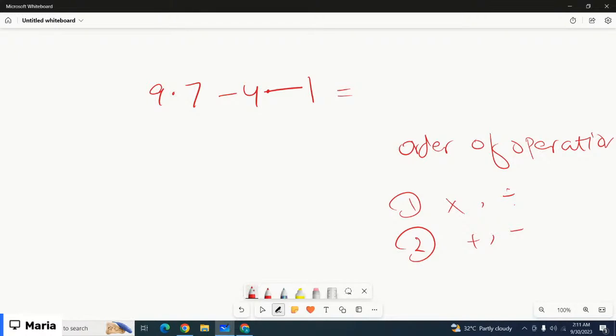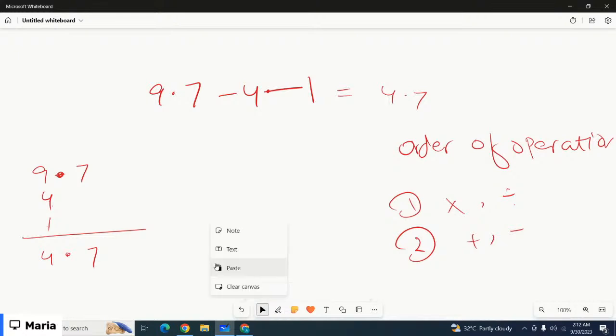So you have to do 9.7 take away 4 and 1. 9 minus 4 is 5, and 5 minus 1 is 4, so it is 4.7. So the correct option is 4.7, because you have to perform all the subtractions here, right? Let's just do another example.